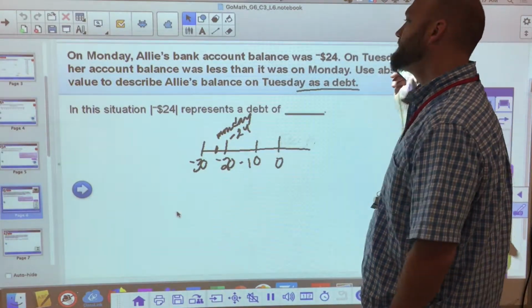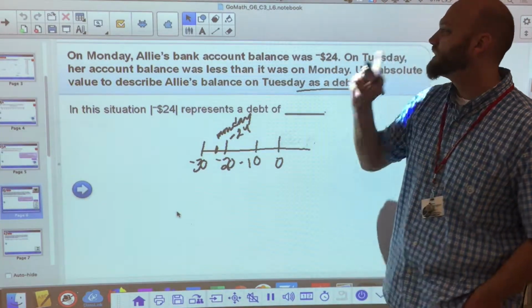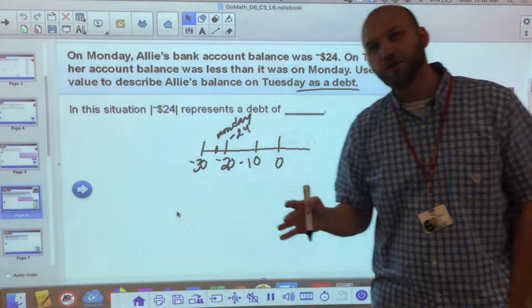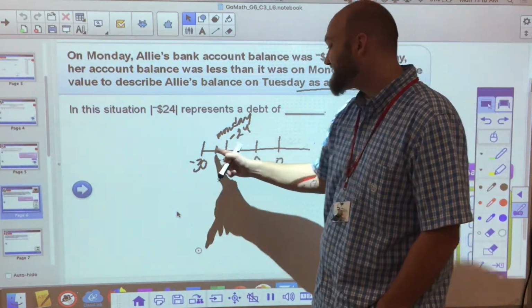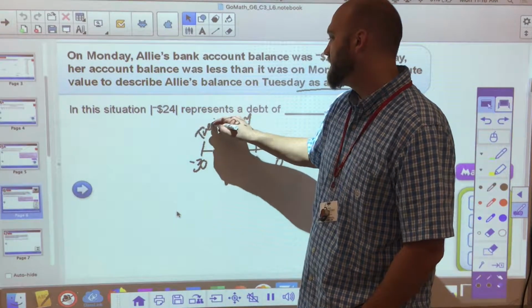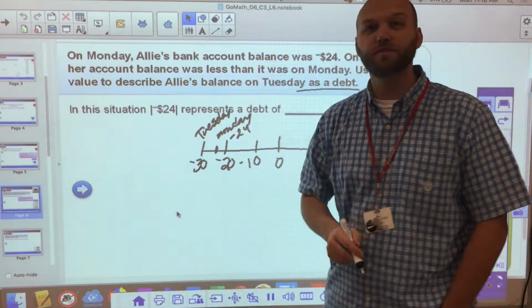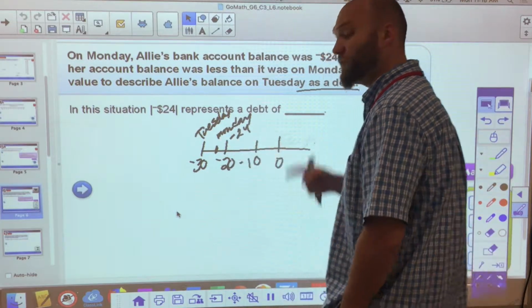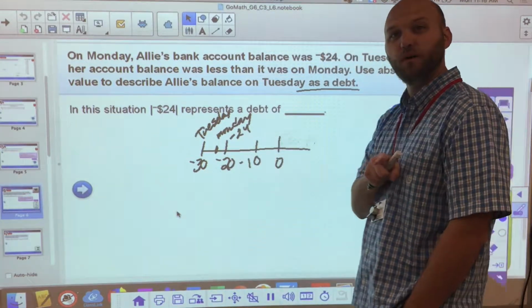On Tuesday, her account balance was less than it was on Monday. So what's less than negative 24? Well, let's say, for example, negative 30. She's having a bad week, right? So negative 30 is less than negative 24.